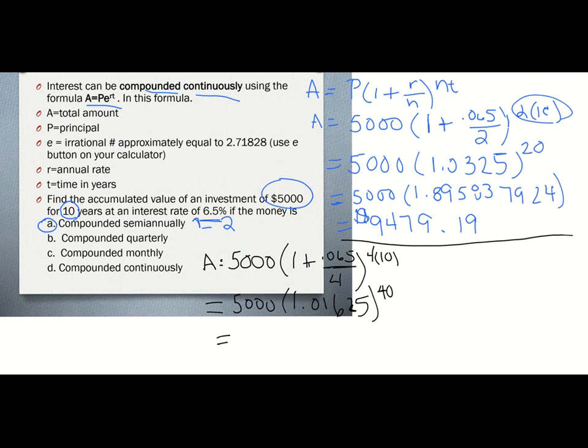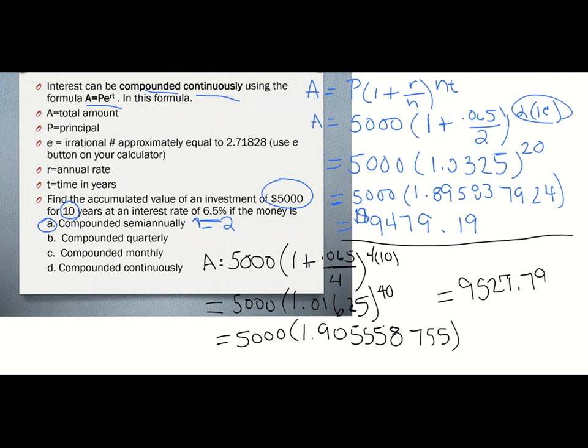And I have 5,000 times 1.905558755. And again, you never want to round until the very end. We'll times that by 5,000, and we end up with $9,527, and it's 0.793, so it'll be 79 cents.